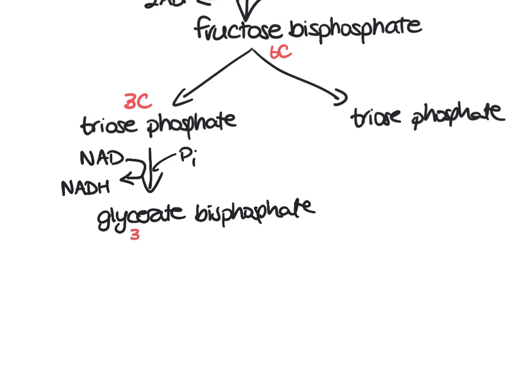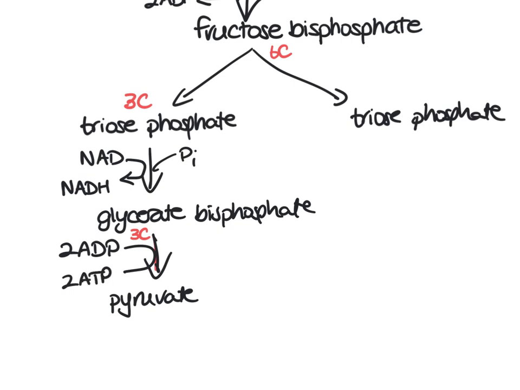Glycerate phosphate is still a 3-carbon compound. And the final stage then is where this is converted into pyruvate, which you know is also a 3-carbon compound. We've got 2 molecules of ADP picking up phosphate to make 2 molecules of ATP, and that's an energy-rich molecule. Same thing is happening over here. So again, NAD is picking up the hydrogens.